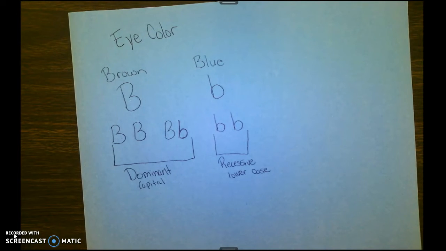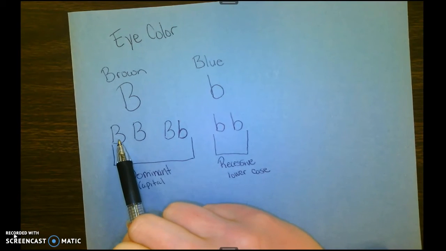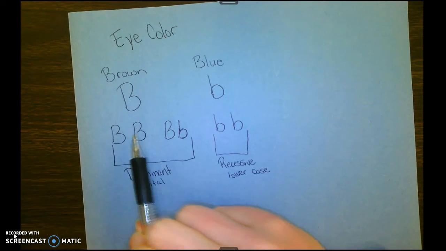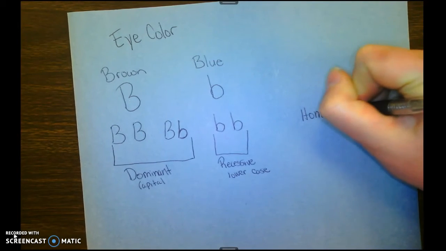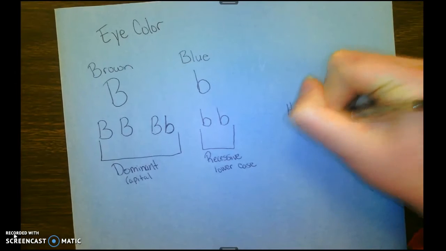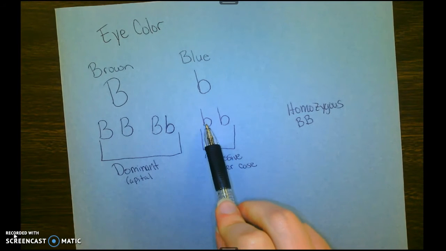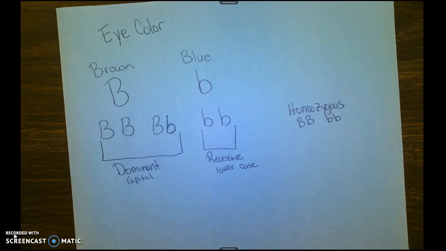Homozygous means the same case for both letters. So when I look at some of these letters put together, well, this is a big B and this is a big B. They are the same case. They are homozygous. So the homozygous options would be big B and big B. And there's another homozygous option. This guy right here has little b and little b. Okay, these are homozygous. They are the same case.